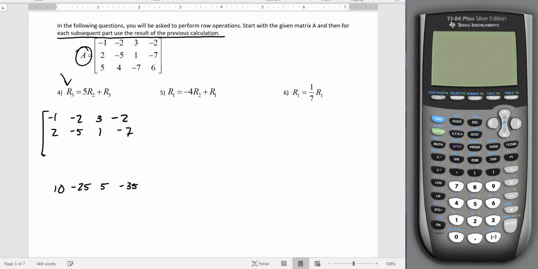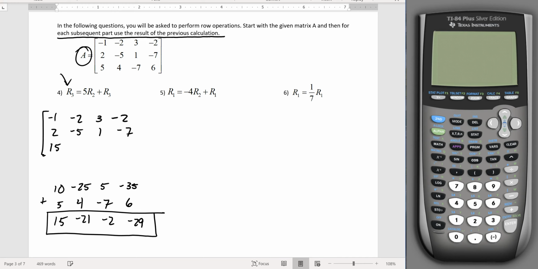And below that, I'm going to write R3. So 5, 4, negative 7, 6. And then I'm just going to add these numbers together. So 10 plus 5 is 15. Negative 25 plus 4 is negative 21. 5 plus negative 7 is negative 2. Negative 35 plus 6 is negative 29. This then becomes my new R3. So 15, negative 21, negative 2, negative 29.